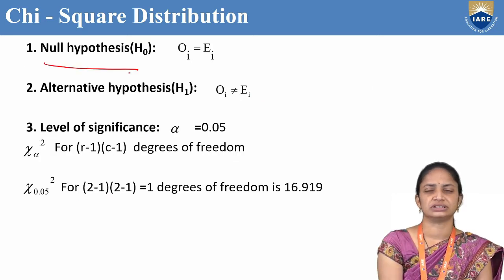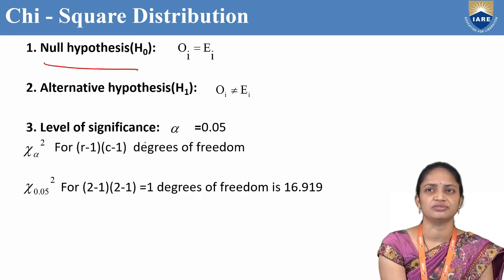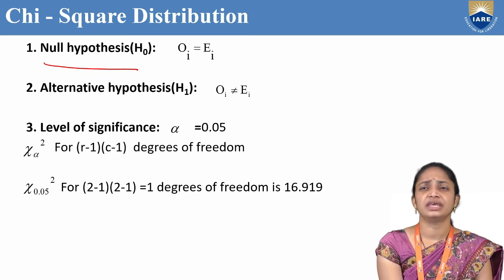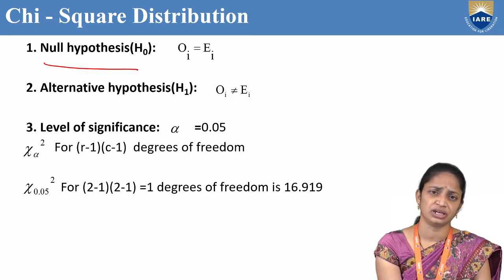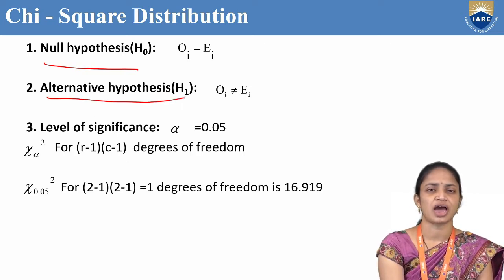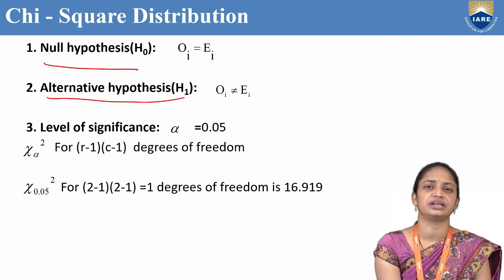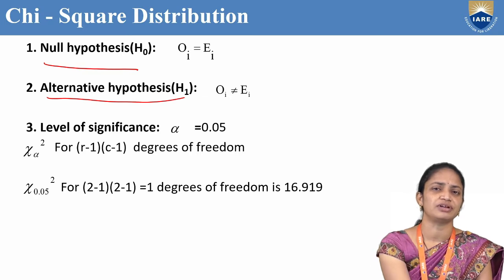Next, null hypothesis. The null hypothesis is denoted with H naught. So H naught here, I am considering Oi equal to Ei. That means there is no significant difference between observed frequency and expected frequency. Next one is the alternative hypothesis, denoted with H1. The alternative hypothesis is nothing but the opposite of the null hypothesis. So here we are taking Oi not equal to Ei, which means there is a difference between observed frequency and expected frequency.